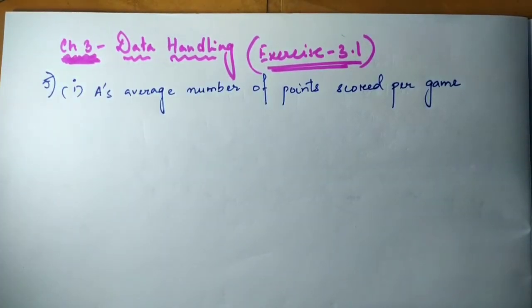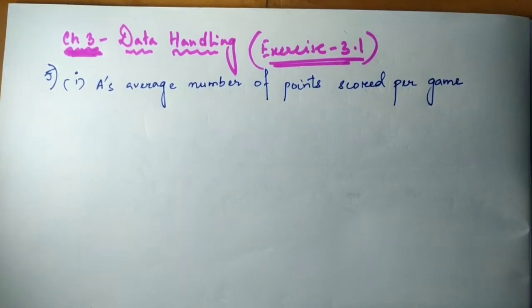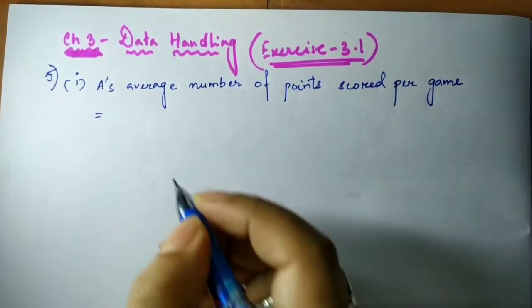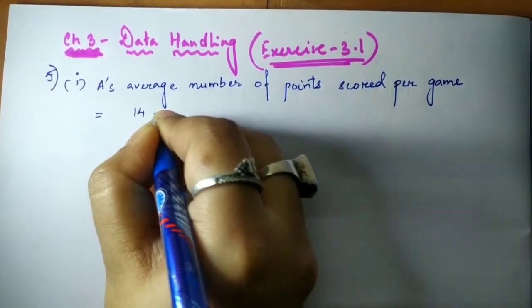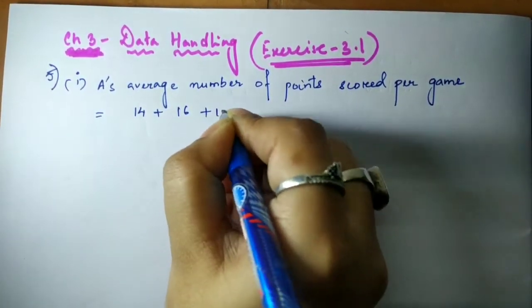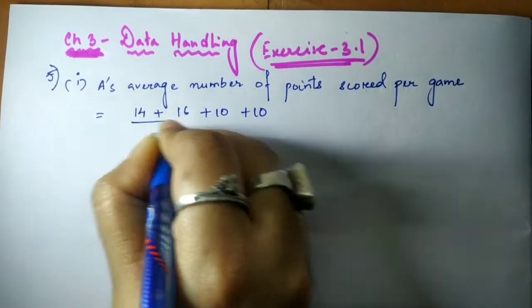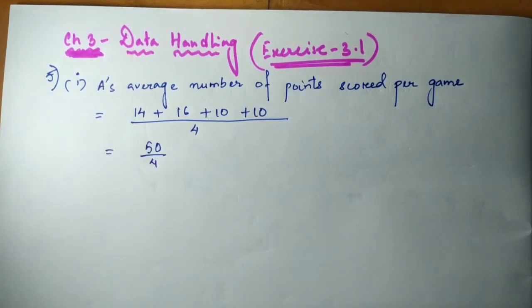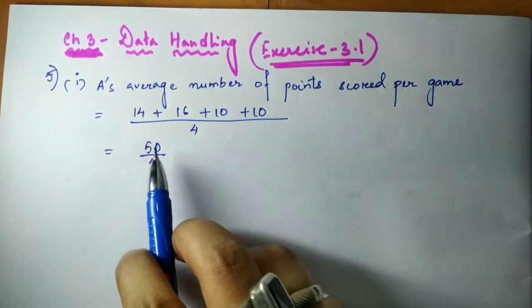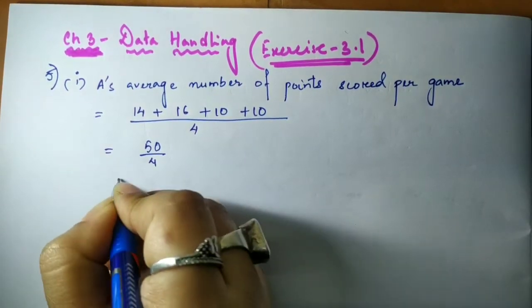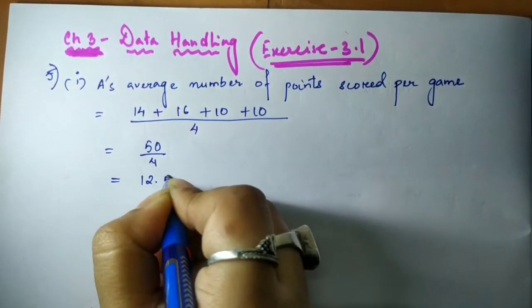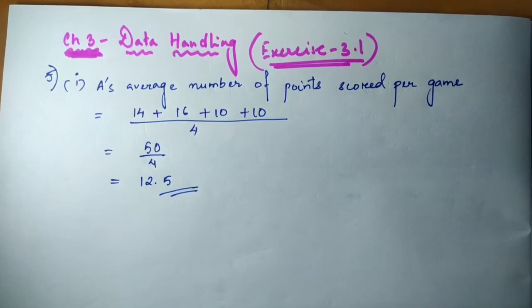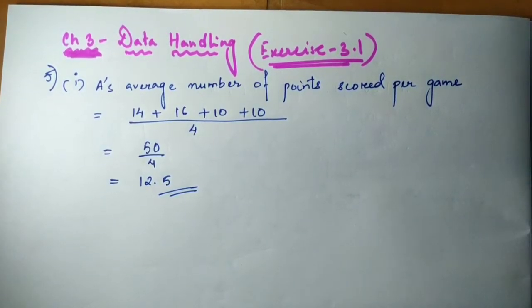A's average number of points scored per game is equal to what? See, how do we find mean? We add up the observations, and the scores are 14, 16, 10 and 10, and the number of games played was 4. That is the total number of observations. Sum of the observations divided by the number of observations, which when we add we get as 50, divided by 4. So when you divide it, you will get 12.5. So this is the average score of player A.